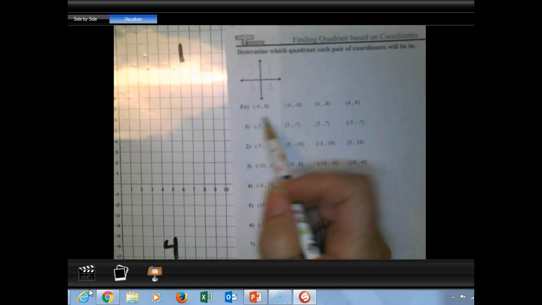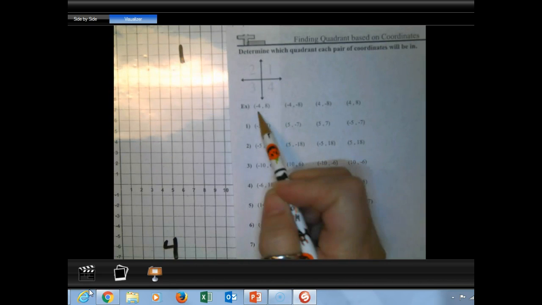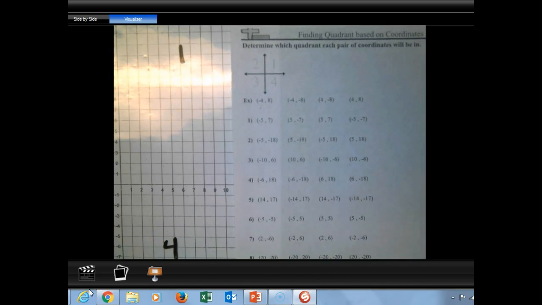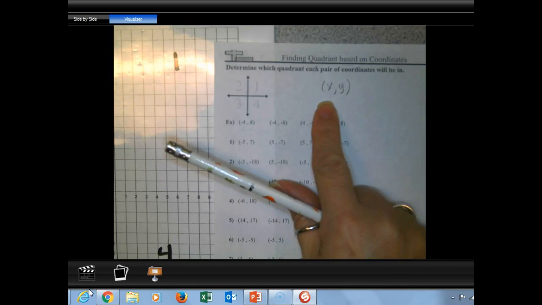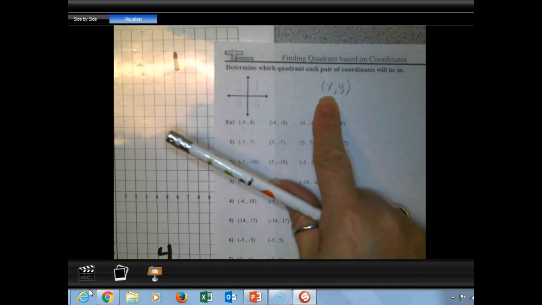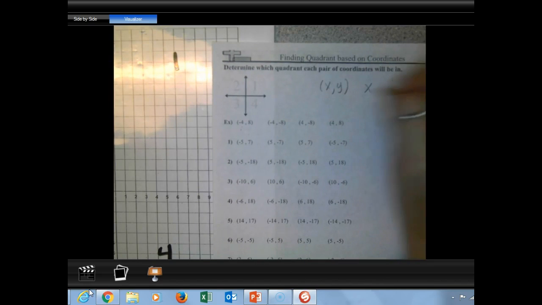It's a nice long assignment. We'll do 1 or 2 together maybe, and then the rest will be all you. So here we go. My first example, actually let's do the example together. It says -4, +8. I'm going to write this down up here so you guys know. The first number in my ordered pair is going to be my x. My x tells me if I'm moving left or right.